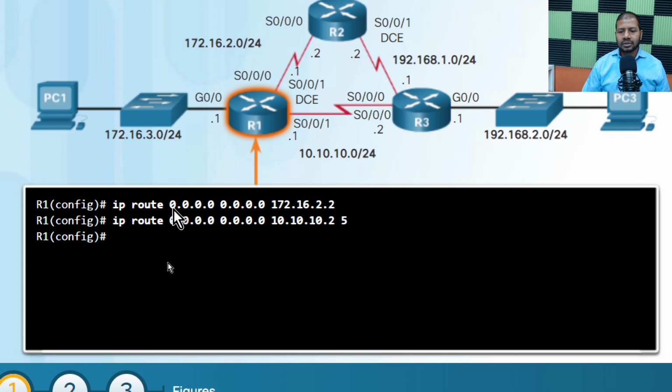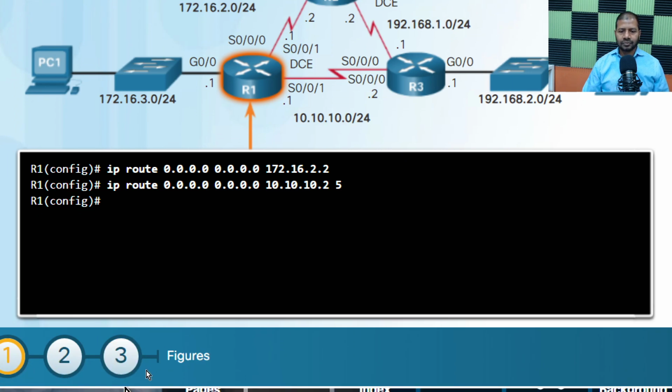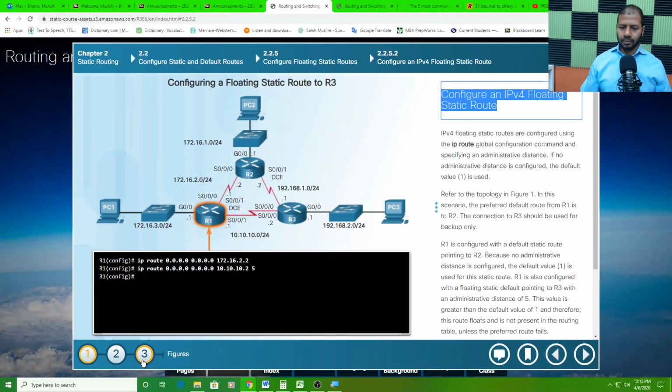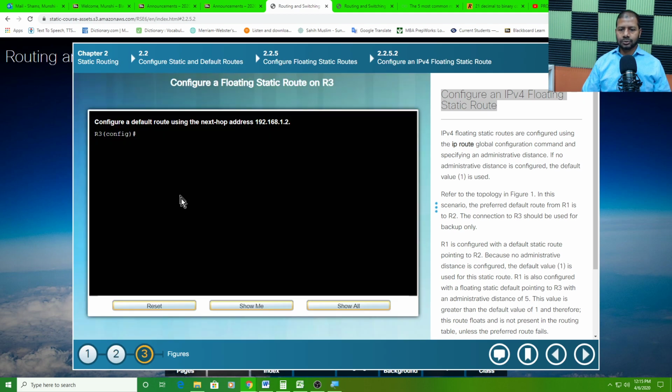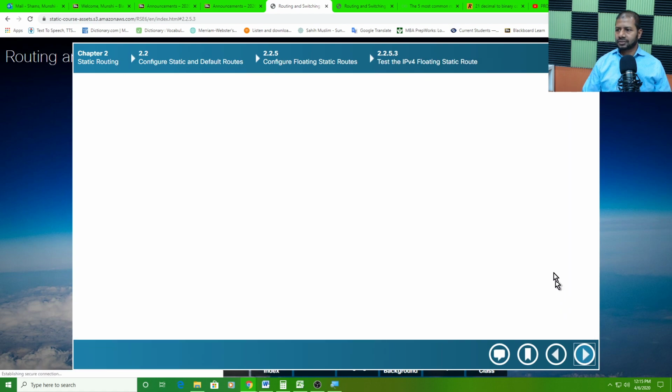All the time, the router is going to prefer to use the first route, not the second route. If the first route is broken or not available, in that case, it's going to use the backup route. So the second line is called either a backup route or a floating route. Same thing. And then they're asking you to practice. You do the practice at home. Next.